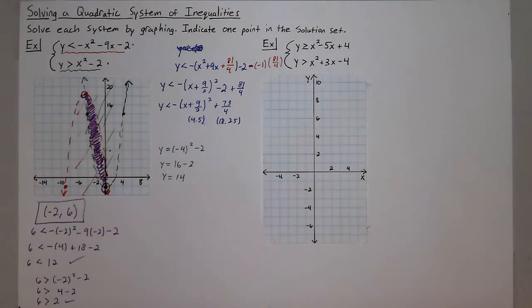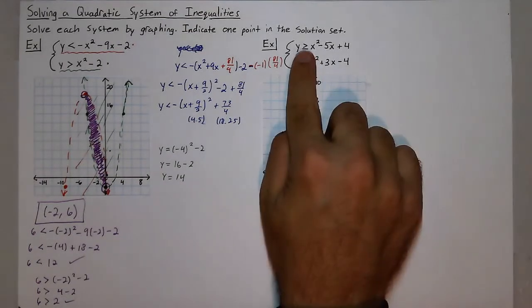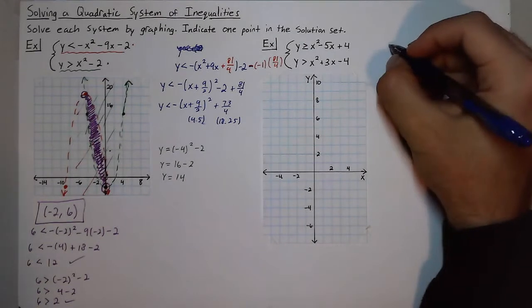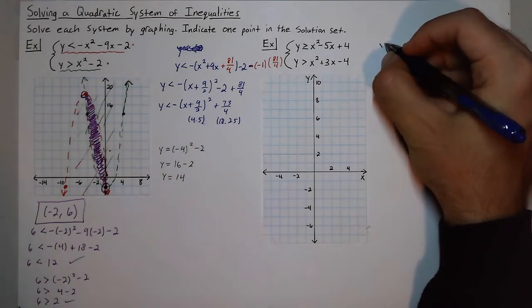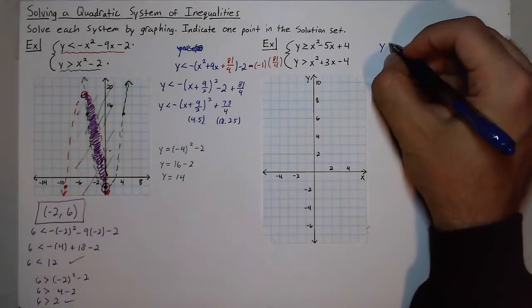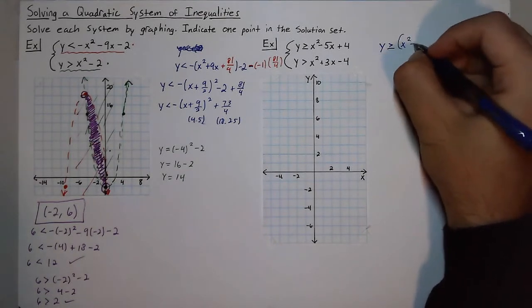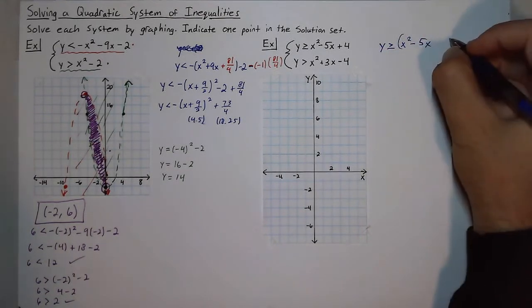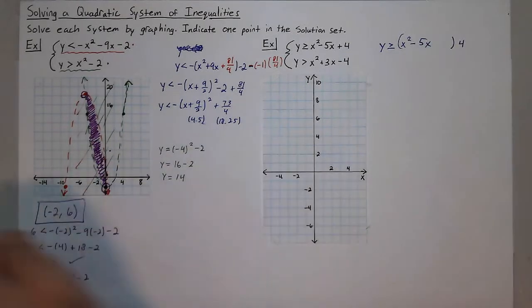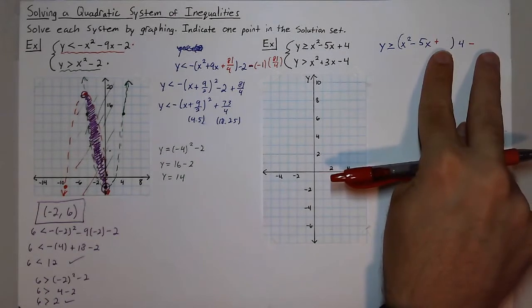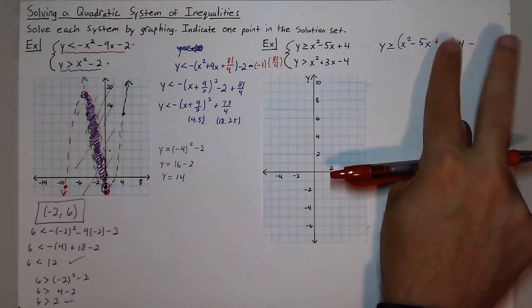Now let's look at the next example on the right. We have y is greater than or equal to x squared minus 5x plus 4, which again, I'm going to complete the square just so I can figure out where the vertex is. So I have y is greater than or equal to x squared minus 5x, which I'm going to separate from the 4. I'm going to add a number on the inside and subtract on the outside. So I'm not adding any additional value to this because I'm going to add it then subtract it.